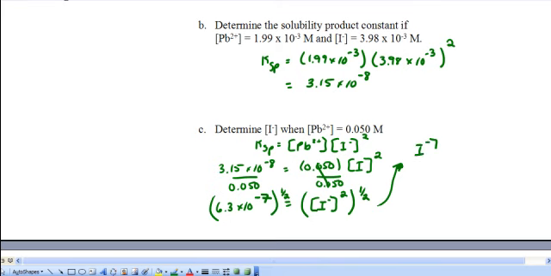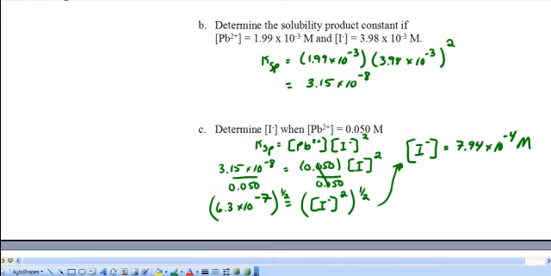The iodide concentration will equal the 6.3 times 10 to the negative 7 raised to the 1/2 power, or again, square root, 7.94 times 10 to the negative 4. Now we're in concentration, and only concentration, so that will be molar.